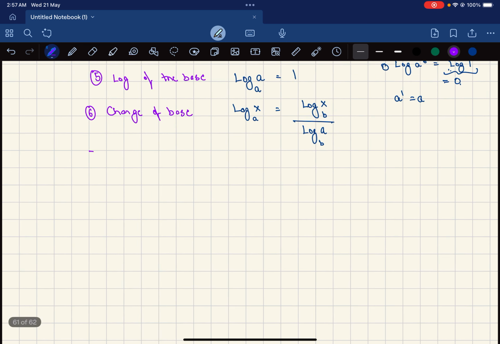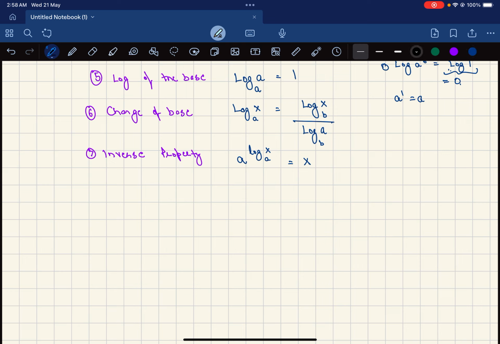Next we have the inverse property. So here what we have is a to the power log of x to the base a is equal to x. Now this can actually be derived as well.